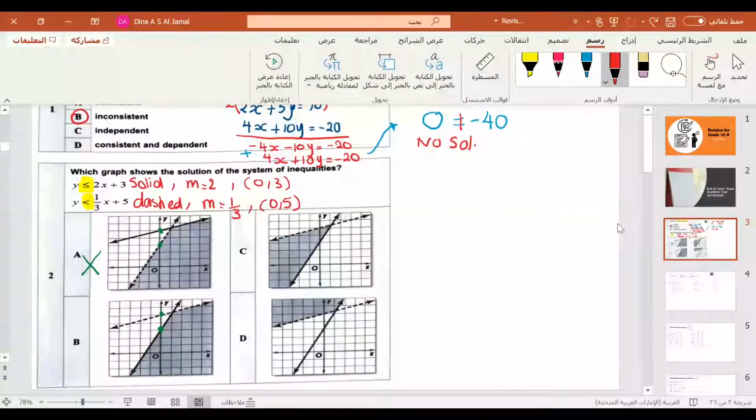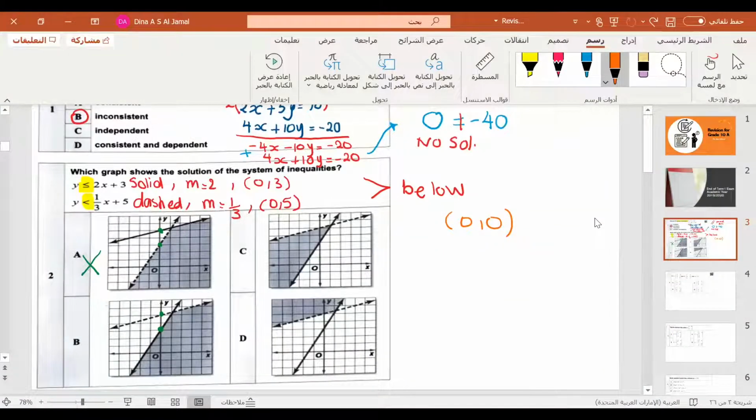The difference between B, C, and D is the shaded area. So let's think of it. Whenever I'm giving you y is less than or equal to 2x plus 3, the shaded area should be below the line, not above. And you can check also using the test point 0 and 0. If it is a solution, you will be shading the place of 0 and 0. If it is not a solution, you will be shading the opposite direction of this.